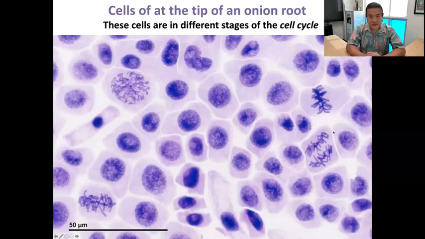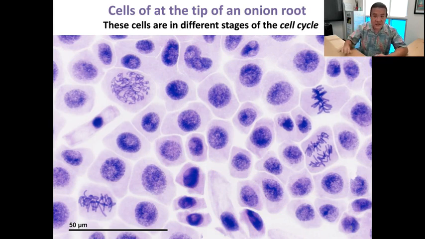So here is an image of some cells. These are cells at the tip of a growing onion root. And at the tip of a growing onion root, as you can imagine, there are many cells that are actively dividing as the onion root grows into the soil. So it's a nice opportunity to take a look at cells at the tip of the onion root that might be captured at different moments doing different parts of the cell cycle.